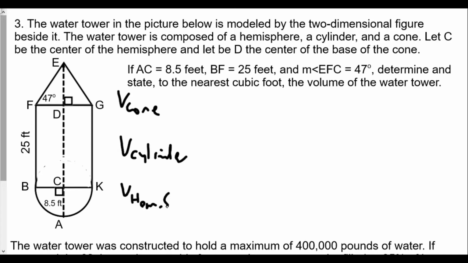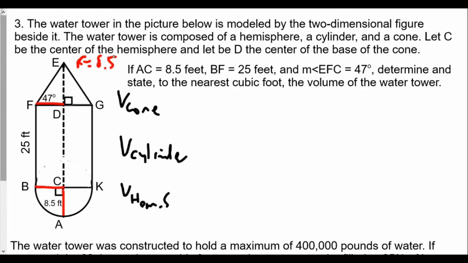Well, how do we find the volume if we don't know the radius? We do know the radius, though. We know the radius AC is the radius for the hemisphere, but this is the same radius we have for our cylinder as well as our cone. So we know our R value is 8.5 feet.